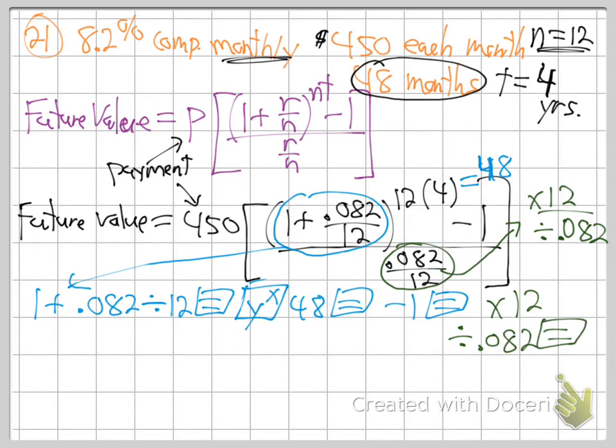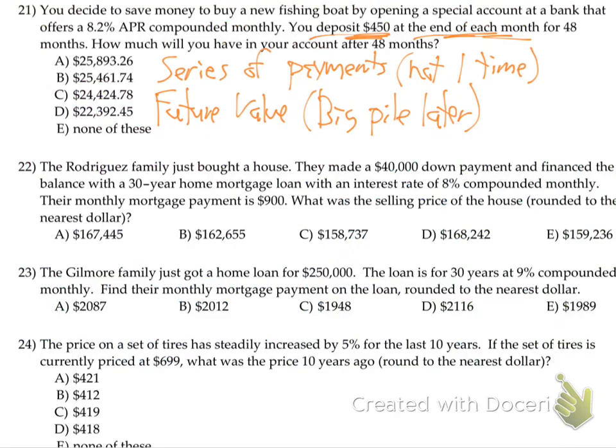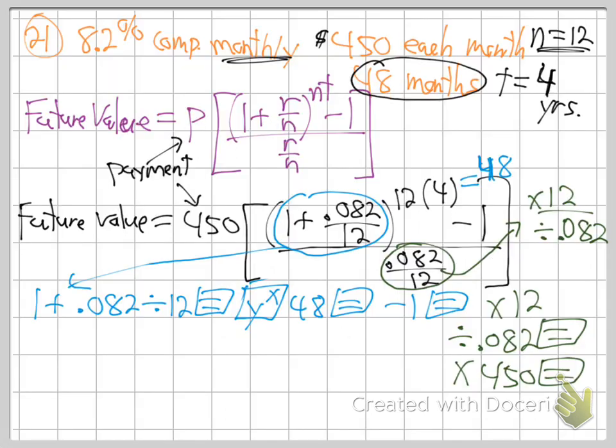It equals, oh, and last step, times, I almost forgot, the 450 in the front, huh? Don't forget about that 450 in the front. Got to multiply by that, or you'll get an answer that's way off. So which one is it there? What number? 25,461, so B. There it is. 25,461.